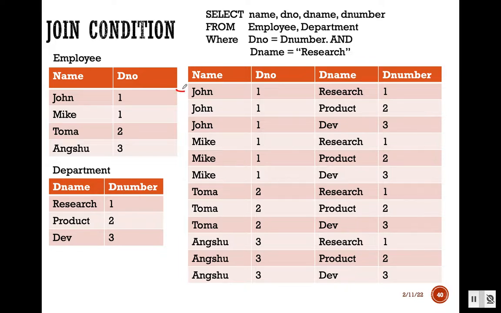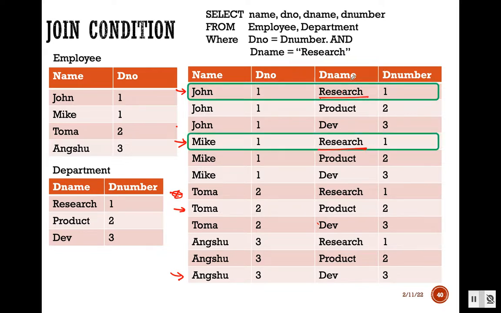From the last example, we found these 4 records. Now we have to find where dname equals research. Of these 4 records, we can see only these 2 records have dname equal to research. So it is going to find these 2 records.